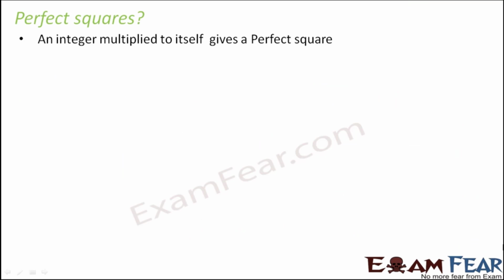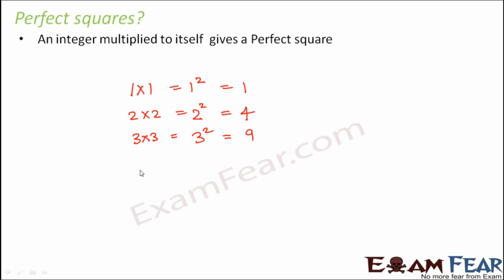So what are perfect squares? Perfect squares are integers multiplied by themselves. Whenever an integer is multiplied by itself, it gives a perfect square. Think of an integer like 1. When 1 is multiplied by itself, you get 1 square. So this is a perfect square. 2 multiplied by itself gives 2 square, the value is 4, so 4 is a perfect square. 3 multiplied by itself, 3 square, that is 9, so 9 is a perfect square. Let's take some bigger numbers like 10 multiplied by 10, which gives you 10 square, which is 100. So 100 is a perfect square.